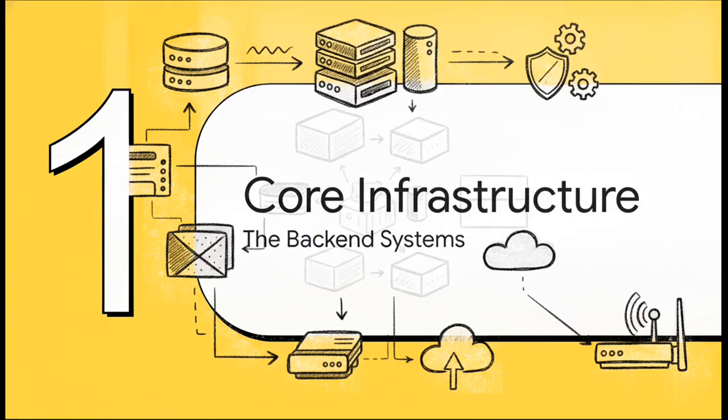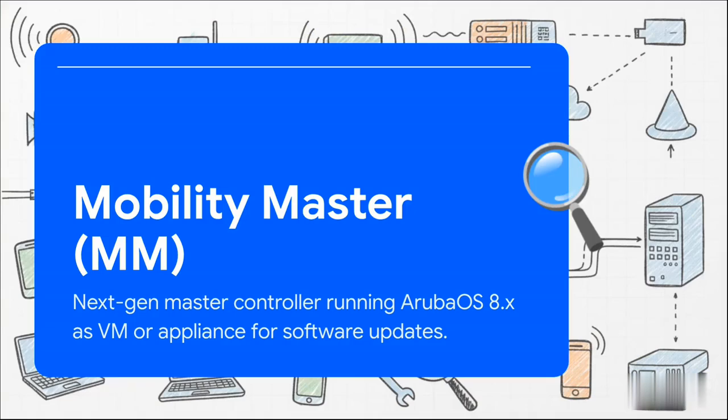You literally can't troubleshoot an access point if you don't know what back-end systems it's talking to, so let's lay down that foundation. First up on our back-end tour is the Mobility Master. Think of this as the next-generation brain of your entire operation. It runs Aruba OS 8.x, usually as a VM or a hardened appliance, and it's what allows for those really nice, seamless software updates.